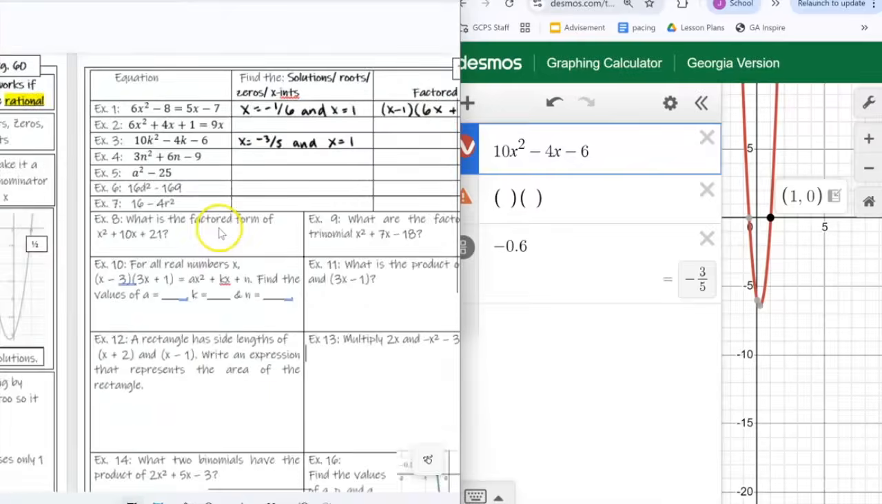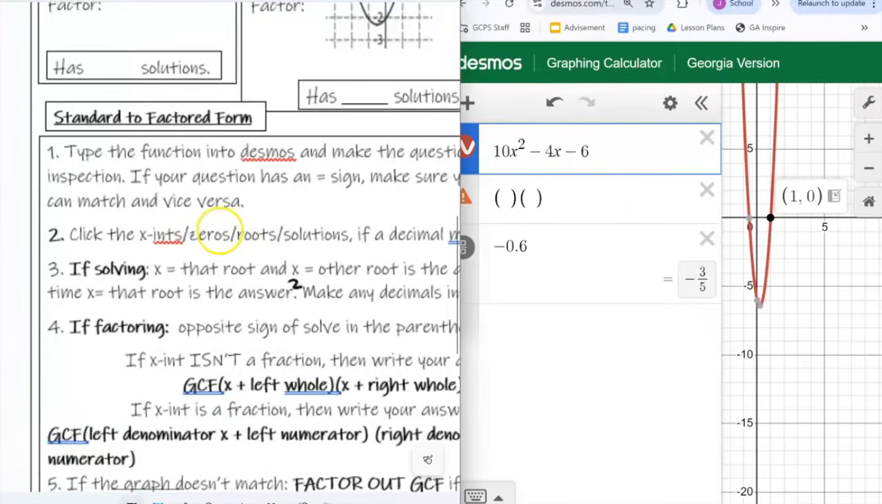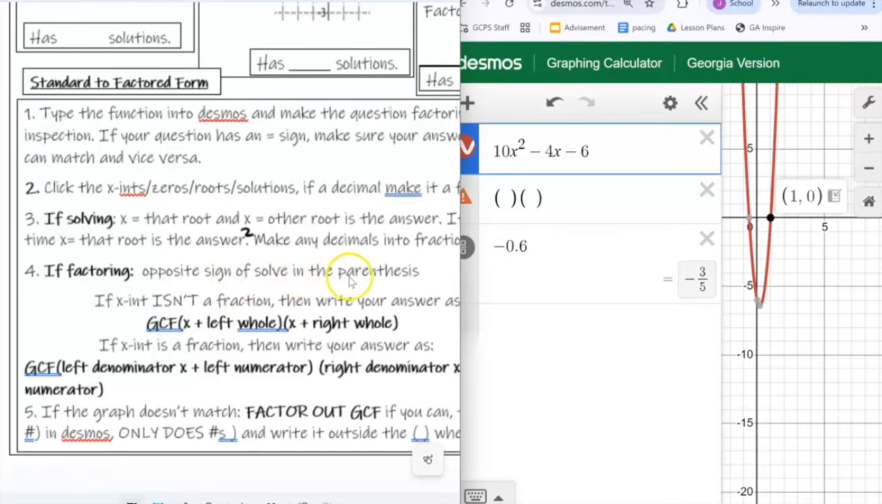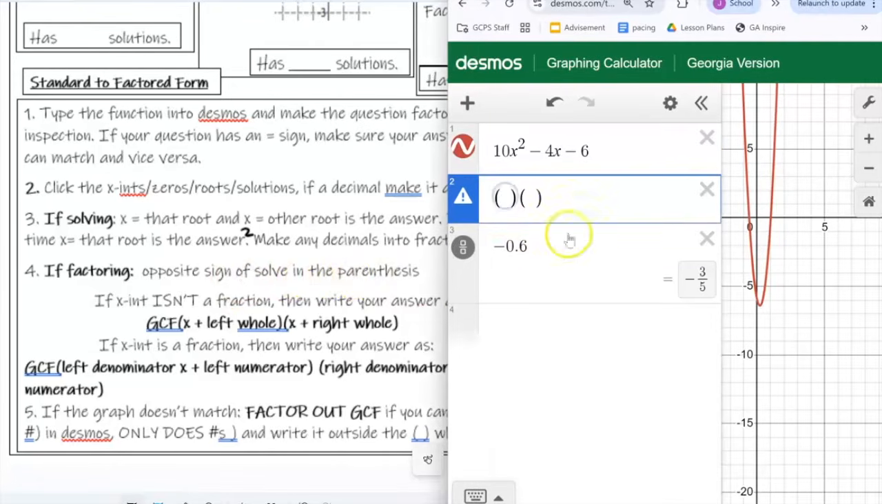Then to get it into factored form, if factoring, use the opposite sign of the solution in the parentheses. If you have a fraction, write the denominator before the x and then your numerator. So I'm going to take the 5 over before the x, so this is going to be 5x. Then what do I have left? Minus 3. And remember, it has to be the opposite sign because x inside is always opposite, so that's going to be plus 3. All right, so that's that one.